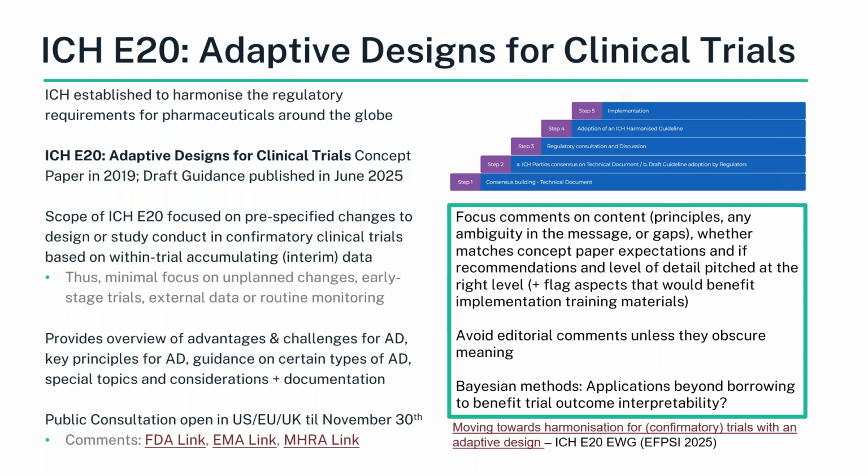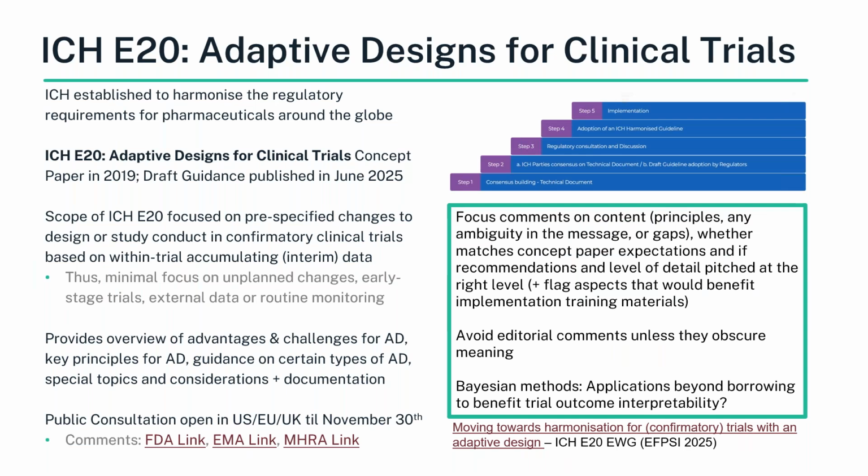Very conveniently, the ICH E20 working group has been doing various presentations. The one that I could get that's publicly available online is the one from EFPSI in 2025, the European regulator meeting. It's called Moving Towards Harmonization of Confirmatory Trials with Adaptive Design. This is a summarized version of what they have on a slide there, basically talking about the types of things they're interested in getting in the consultation period that they think would be important. So, focus on content, focus on how it maps onto the concept paper published in 2019.